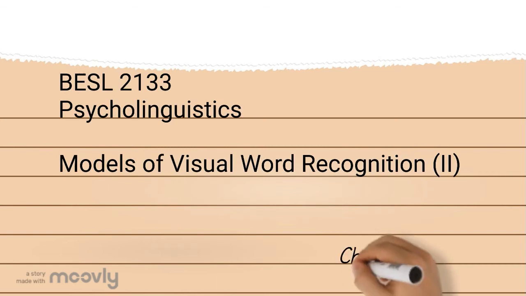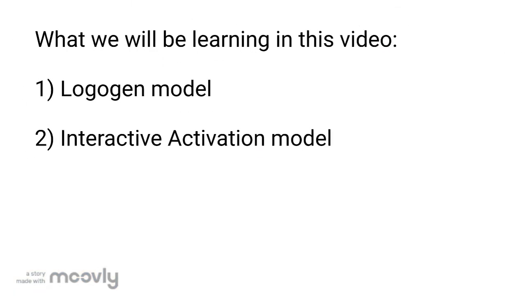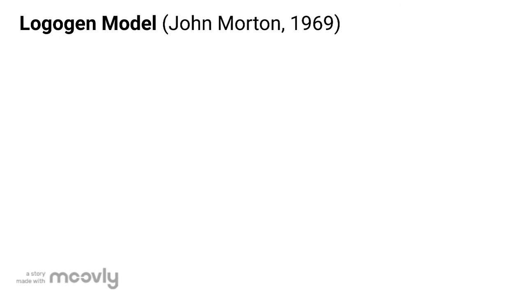Hi everyone, I'm Xiaoying. In this video, I'll be talking about the models of visual word recognition, part 2. The models that I'm going to introduce today are the Logogen model and the interactive activation model. The Logogen model was designed by John Morton in 1969.